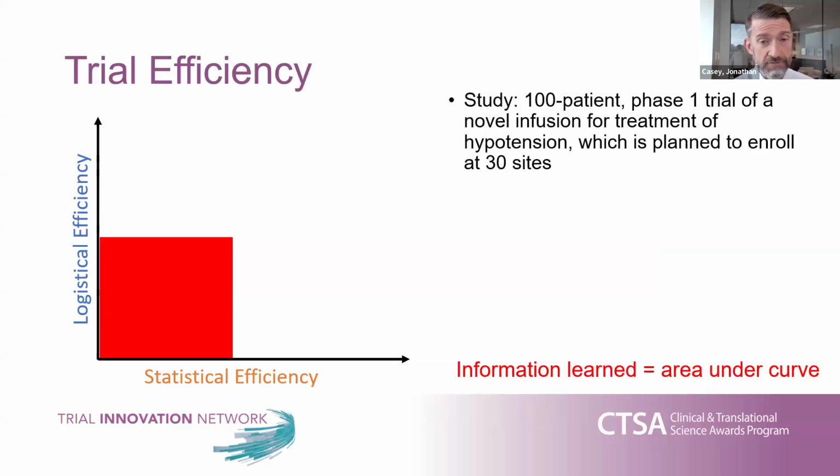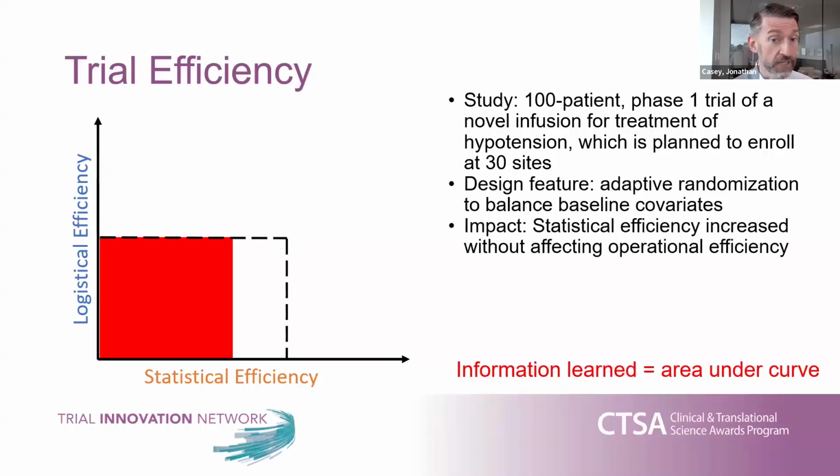We might think about an early phase drug discovery trial, a 100-patient phase 1 trial of a novel infusion for the treatment of hypotension that's going to enroll at 30 sites, 3 patients per site over a few years. There's real risk when you're enrolling such a small number of patients at a large number of sites that you'll have imbalances in baseline characteristics that decrease the power of the trial. And you might think about something like adaptive randomization to balance baseline covariates, and that might increase statistical efficiency. And further, it would have no real effect on operational efficiency. These patients are very hard to find. It takes a great deal of coordinator effort to identify a patient.